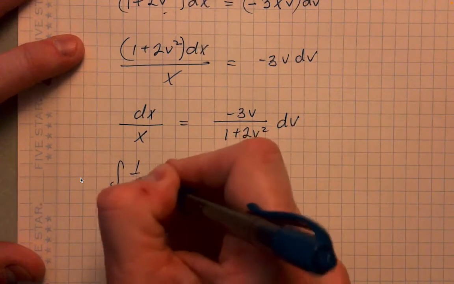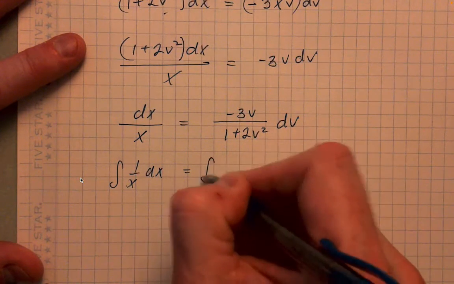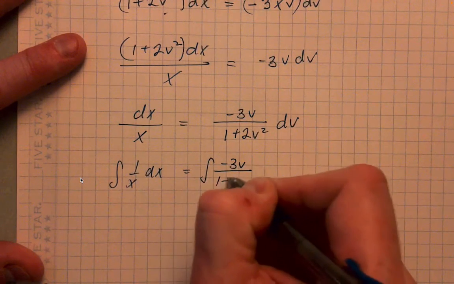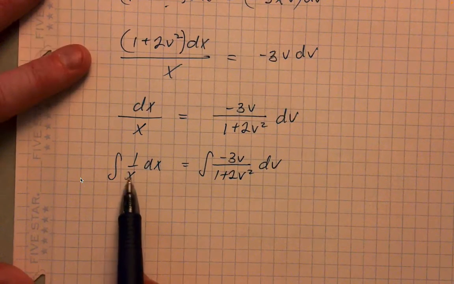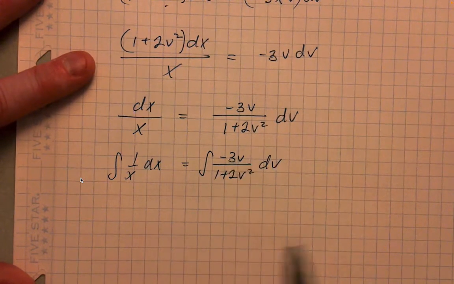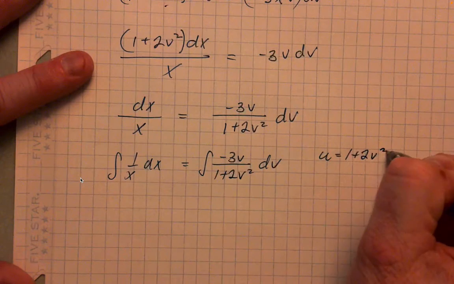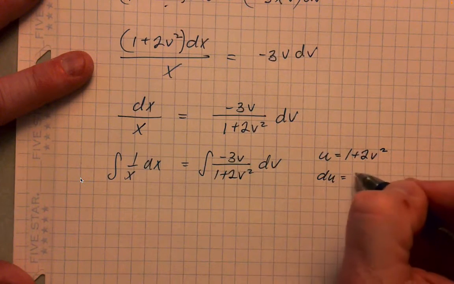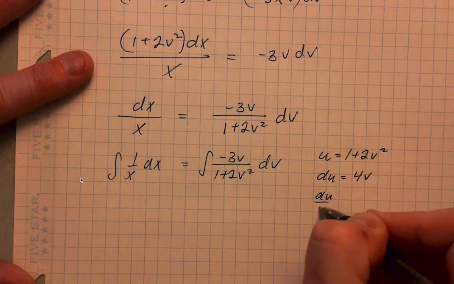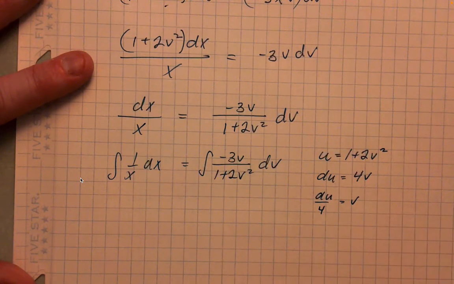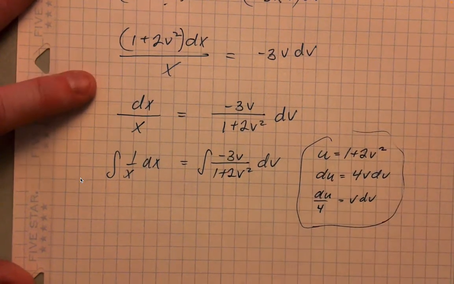Okay, so the integral of 1 over x dx will be equal to the integral of negative 3v over 1 plus 2v squared dv. Okay, this one is straightforward. It's natural log. Over here, we're going to have to use a u substitution. So u equals 1 plus 2v squared. Then du is equal to 4v dv, right? So that means du over 4 equals v dv. So that's kind of a side calc.